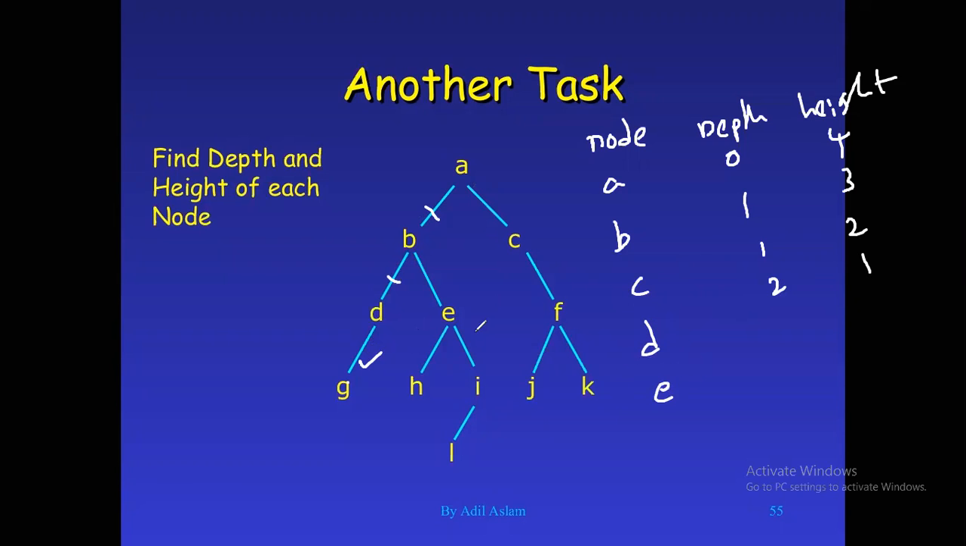Next, for E. When you come to E, what is the depth? For E, depth means up to root: 1, 2. So depth is 2. Height: 1, 2. Height is 2 up to leaf. Depth means up to root, how many edges. Height means from that node up to a leaf, how many edges there are.